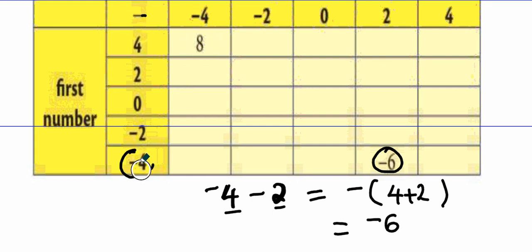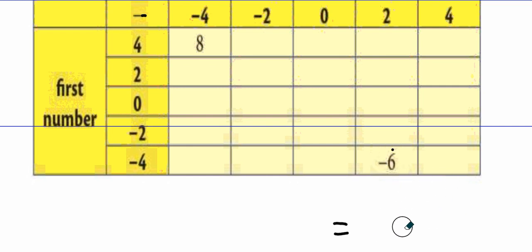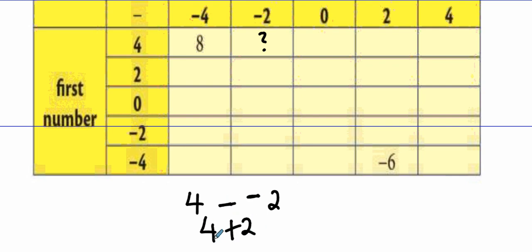Now let us try to do a few subtractions of integers from here. Let us say I'm looking for the number which I should fill over there. What I do is take the first number, which is 4, minus the second number, which is negative 2. So it will be 4 minus negative 2. Negative times negative is positive, so the answer becomes 4 plus 2, which equals 6. So the answer that you fill in here is 6.